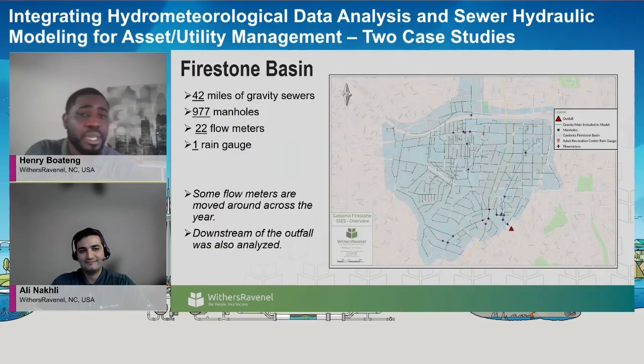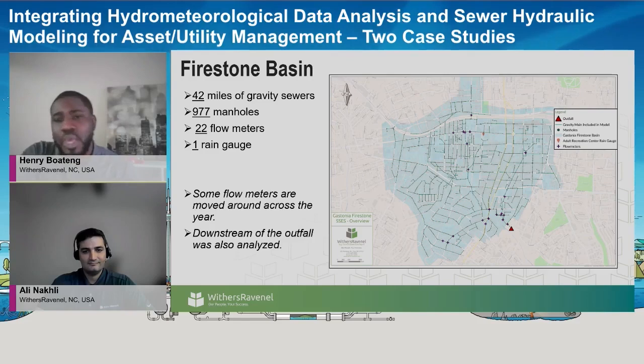So for the Firestone basin that we looked at, it had 42 miles of gravity sewer, almost 1,000 manholes, and there were 22 flow meters that were shuffled around depending on the time of the year. Although we have our outfall somewhere here, we also considered the downstream of our outfall. What happens if we go with a particular alternative? What is going to happen downstream? How are the people going to be affected by a particular design alternative that we go with?